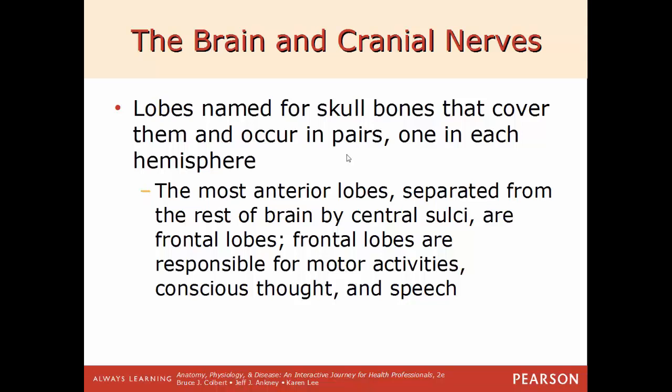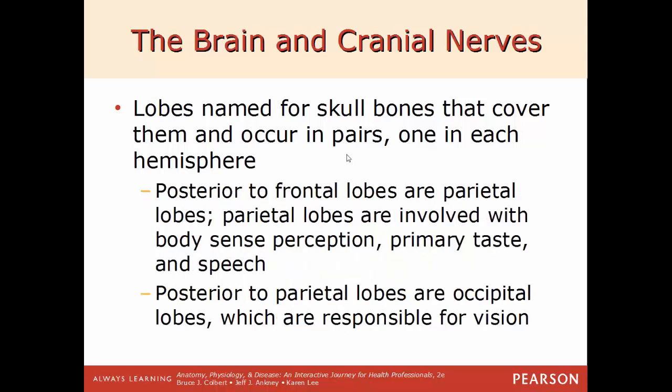Now, the most anterior lobe is separated from the rest of the brain by the central sulcus. These are called the frontal lobes because they are in the front of the brain. They are responsible for motor activities, conscious thought, and speech. Now, just behind the frontal lobes are the parietal lobes.